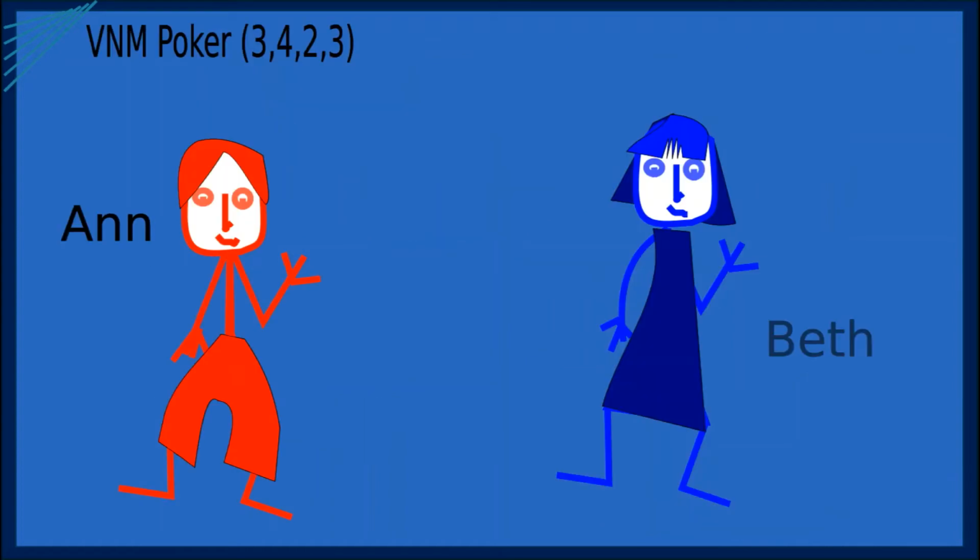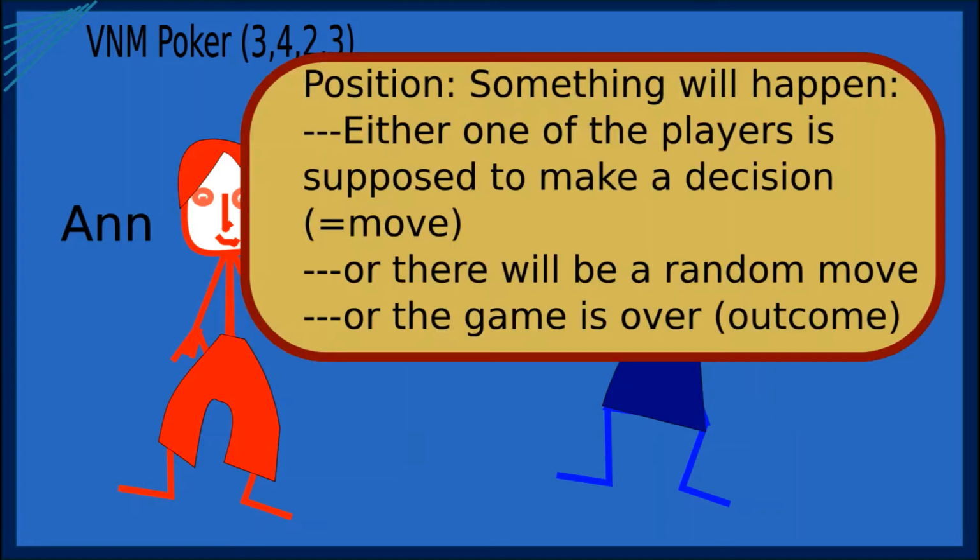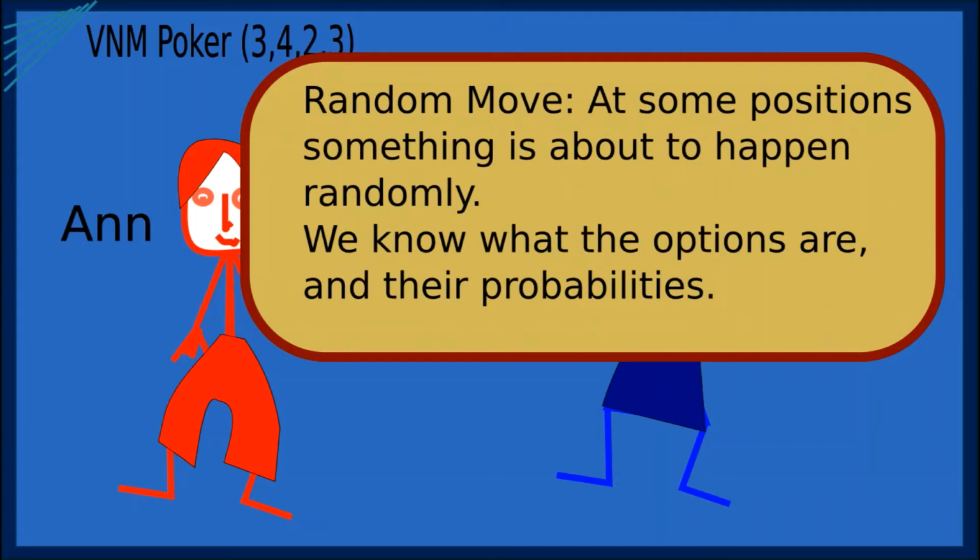There are 2 players whom we call Anne and Baz. It all starts with a random move. Both players get randomly 1 card from the deck of 12 cards, 4 jacks, 4 queens, 4 kings. So there are 9 possible positions after this random move. What is a position? What is a move? And what is a random move?